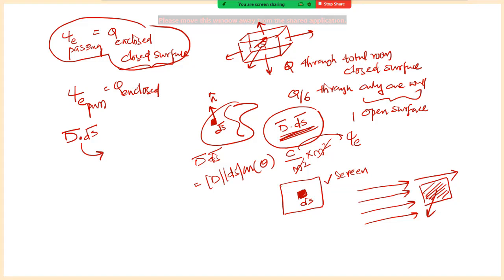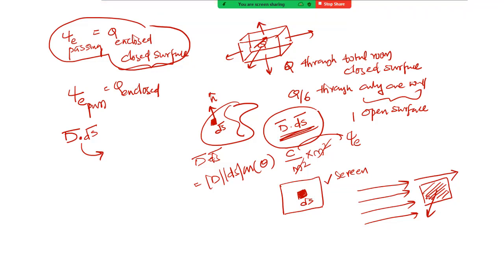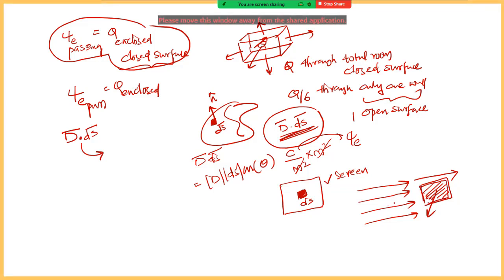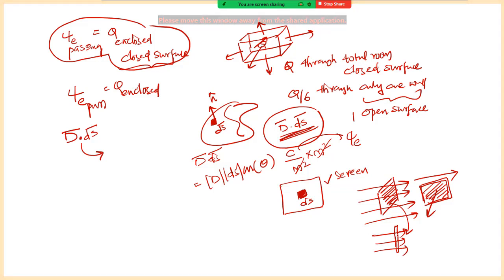So here what is happening? No electric flux lines are going into the surface. This is the surface you have to consider. No electric flux line is going into the surface. So when will it go? If you keep your differential surface ds like this, then electric flux lines are going like this. In this manner you have to consider.